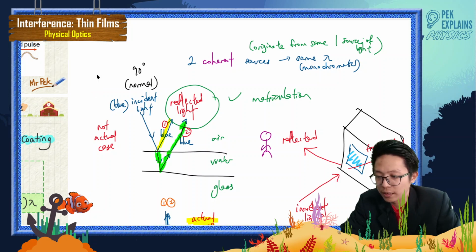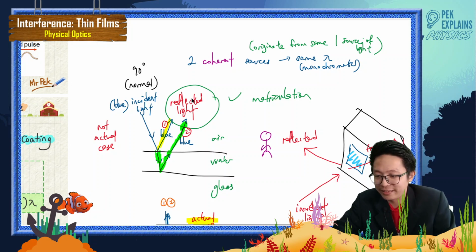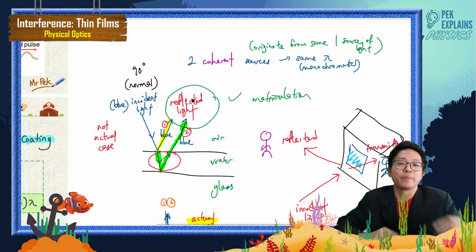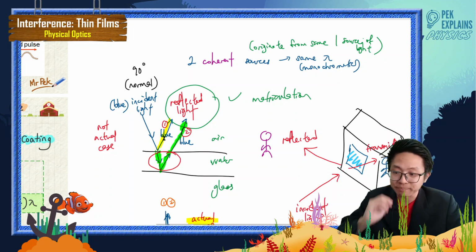Which one travels longer, the first light or the second light? Of course, the second light travels a longer distance. By how much? This part is the extra distance. From here to here, and here to here, they have the same distance, isn't it?